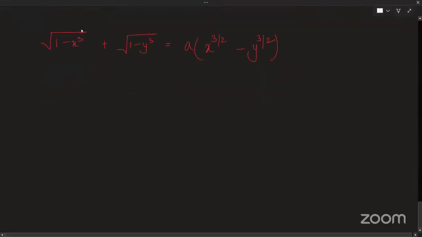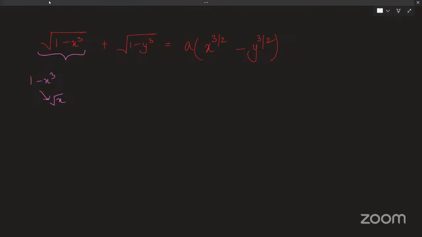Okay. So can you tell me square root of 1 minus x cube? Which function is inserted inside which function? You have got square root of 1 minus x cube. 1 minus x cube is inserted in the root x. Great. So will you be able to differentiate this? Right? You will be able to differentiate this.